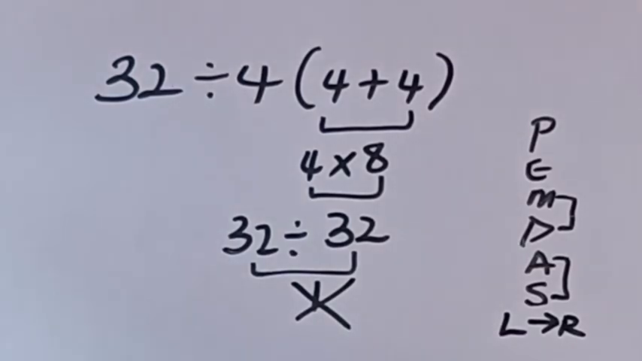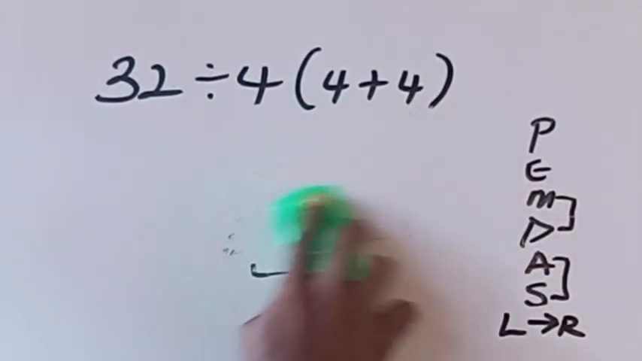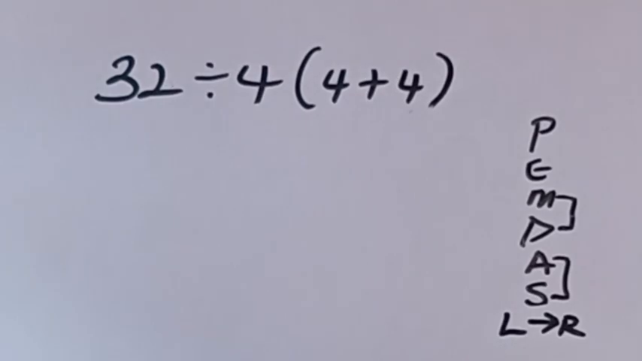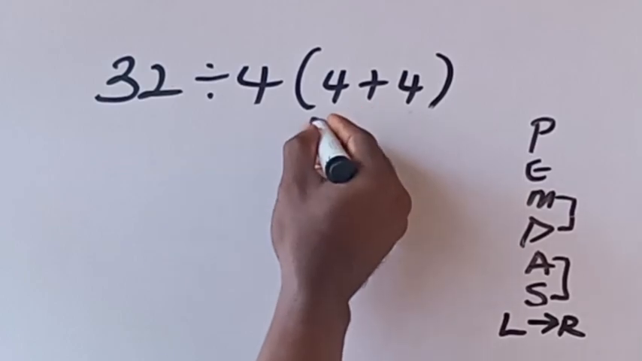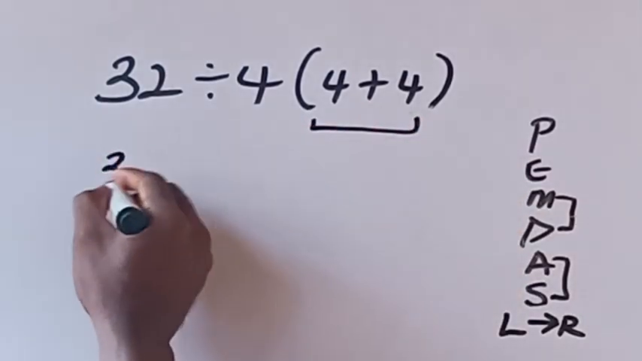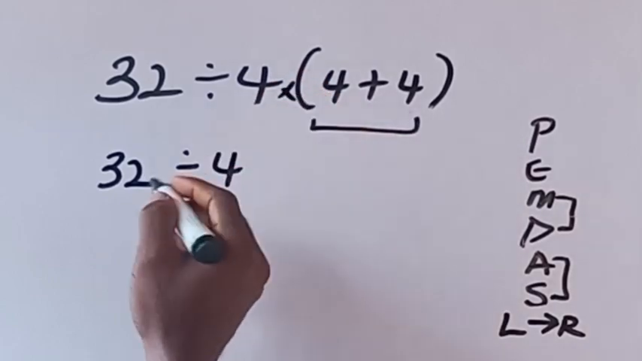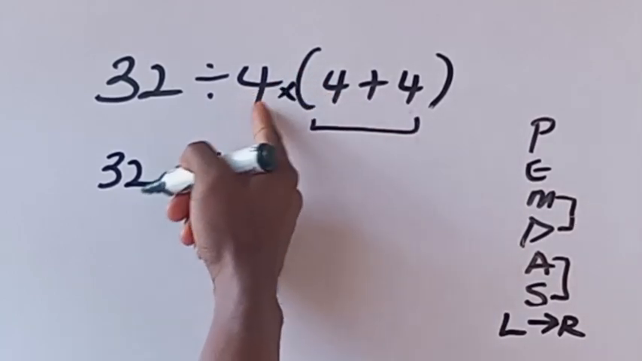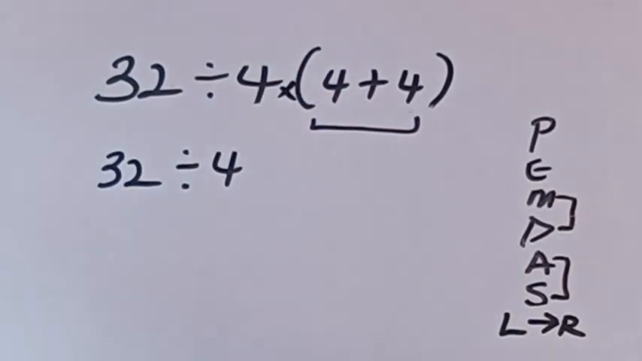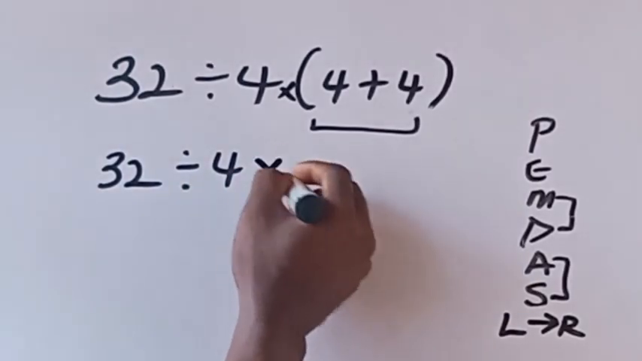Now, because division and multiplication have equal priority, we have to solve from left to right. So first of all, we have to do this parenthesis, which is 32 divided by 4. Don't forget there is an invisible multiplication here. When the number is close to parentheses, we multiply. So we put our multiplication sign.